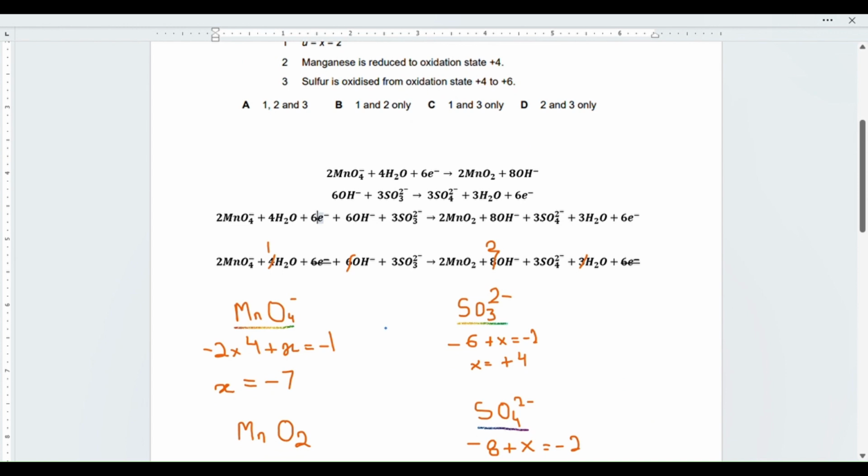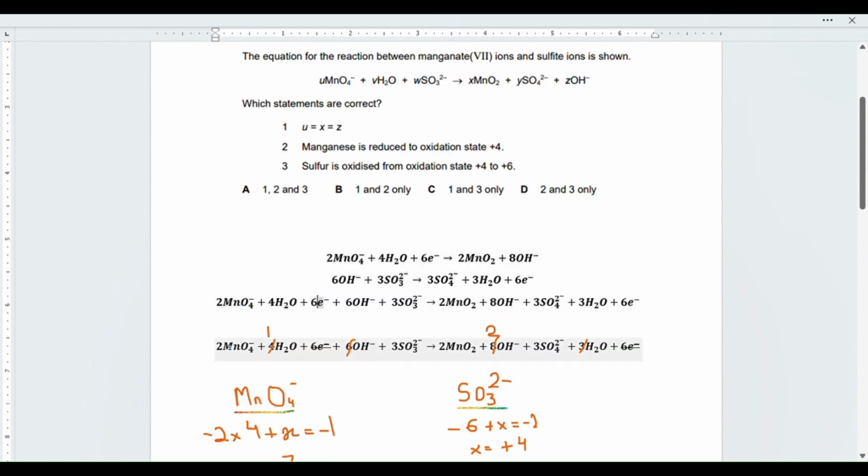Now I will also see that there's 4H2O over here and then there's 3H2O over here. So these can cancel out, so this would be 4 minus 3, and I would be left with 1H2O over here. Similarly, it's 8OH on the right hand side of the equation, and 6OH over here. So these two end up cancelling out and this becomes 2OH. And now everything else remains the same.